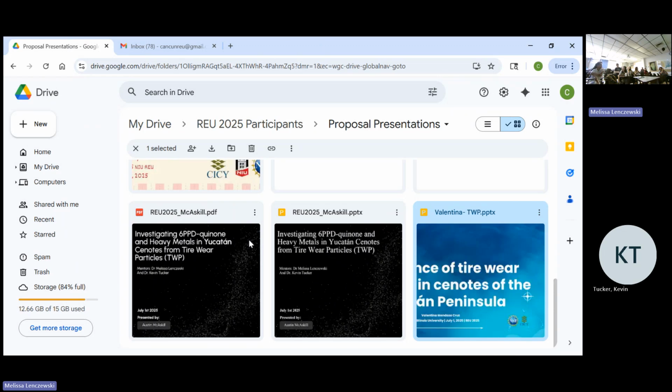Just the tire wear particle, the tire wear particle. And then we will do the primary logic.